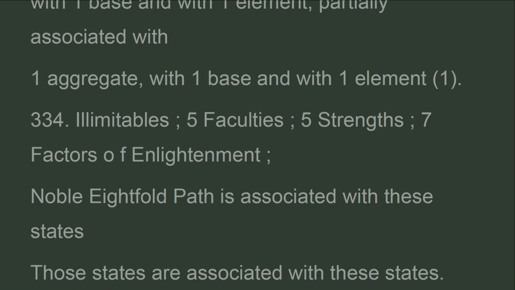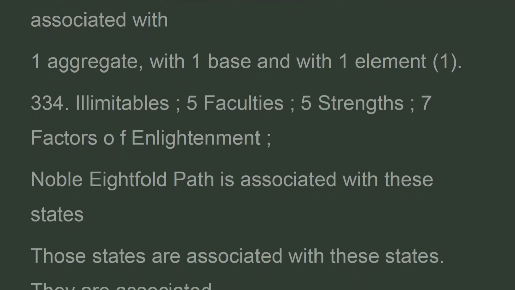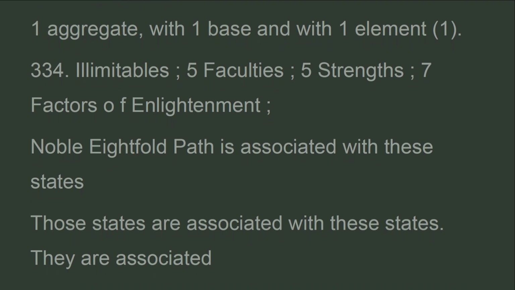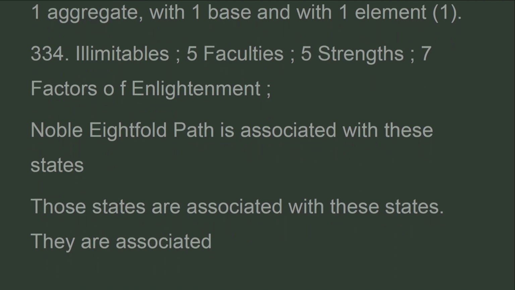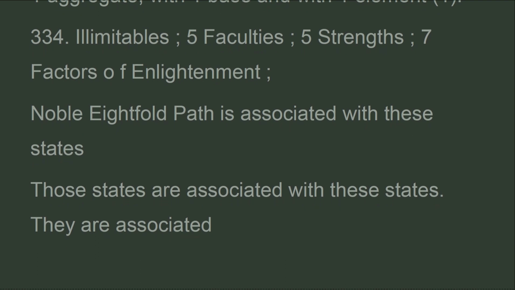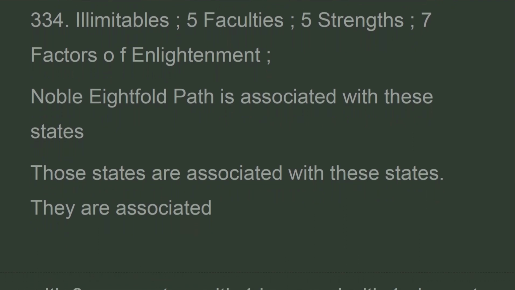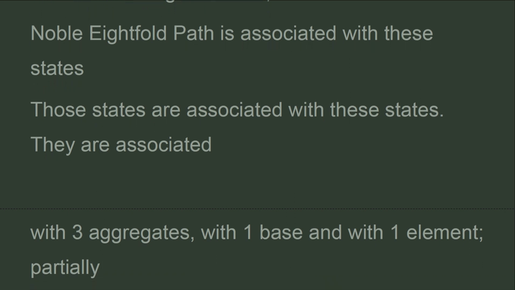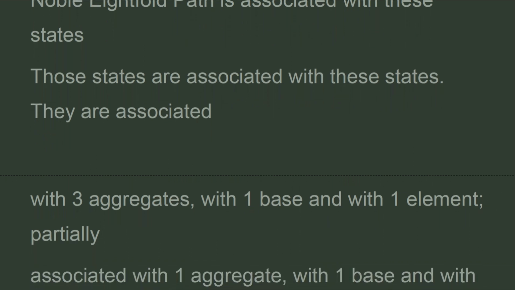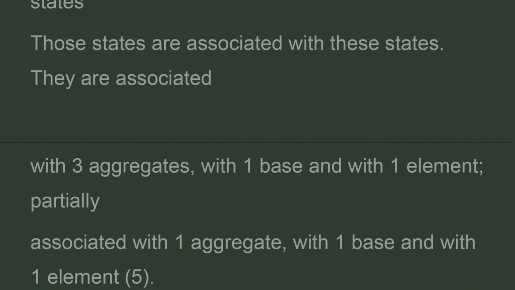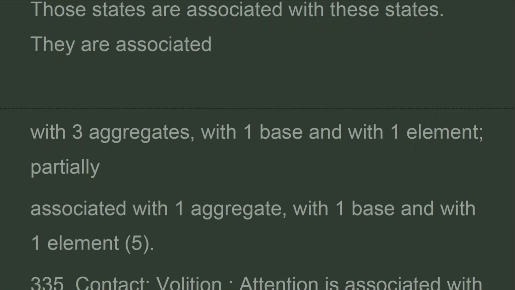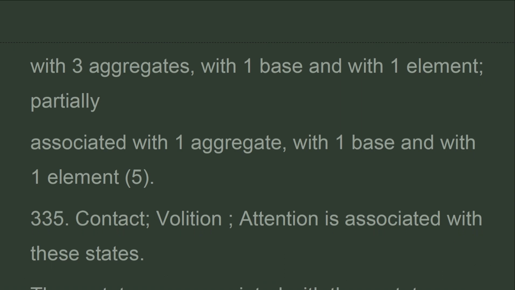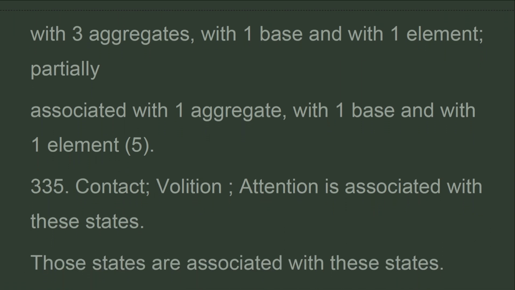334. Illimitables. Five faculties. Five strengths. Seven factors of enlightenment. Noble Eightfold Path is associated with these states. Those states are associated with these states. They are associated with three aggregates, with one base and with one element. Partially associated with one aggregate, with one base and with one element.